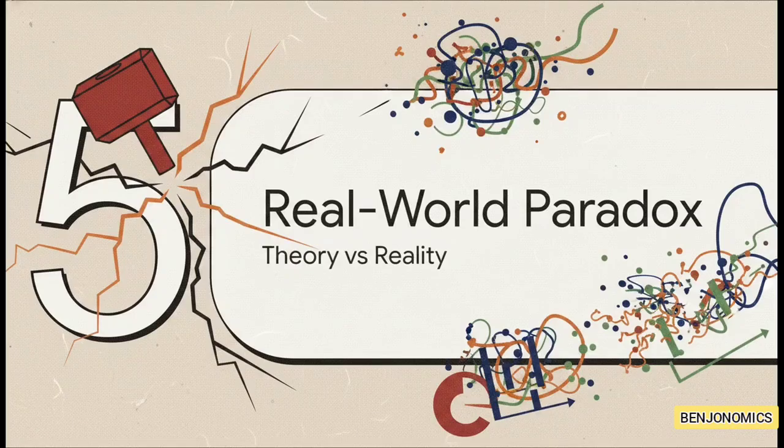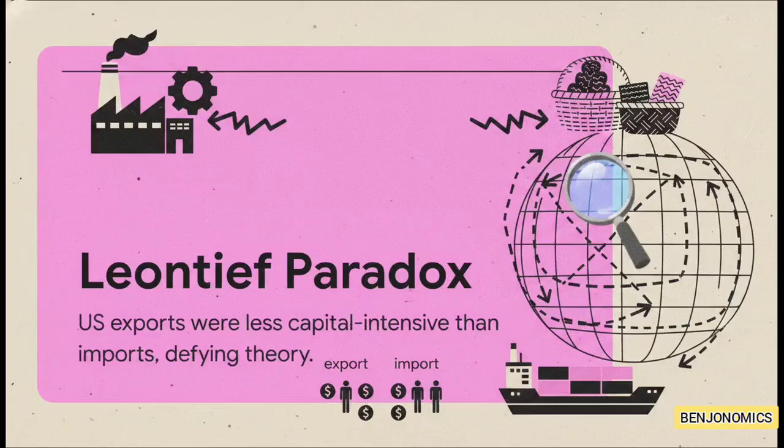And that brings us to our final section, the real-world paradox. Now it's time to drop the hammer and conclude our lecture arc. Because what actually happens when we take Samuelson's flawless algebraic proof out of the pristine classroom? Well, we slam right into reality, specifically something famously known as the Leontief paradox. In 1953, economist Wassily Leontief tested the Heckscher-Ohlin model using actual data from the United States.